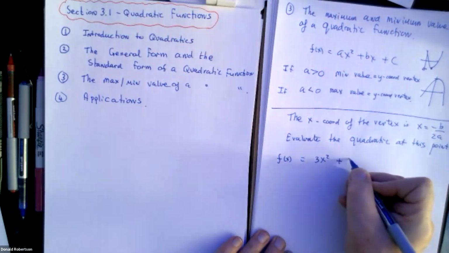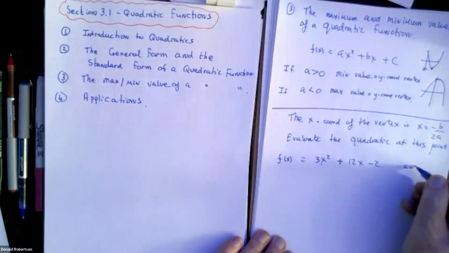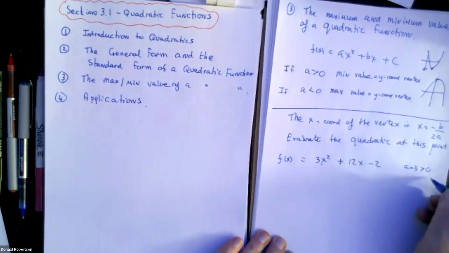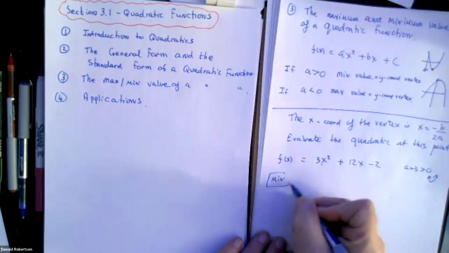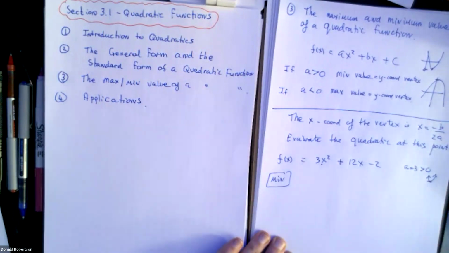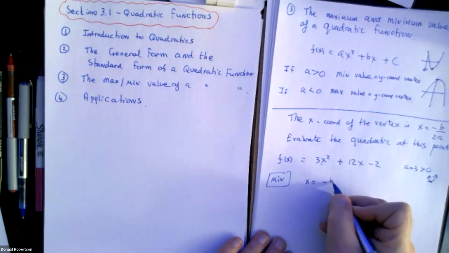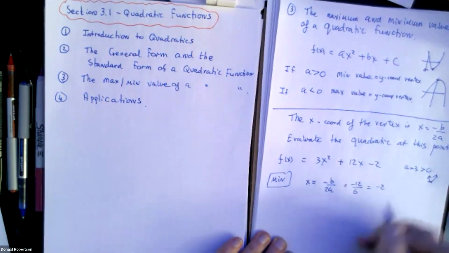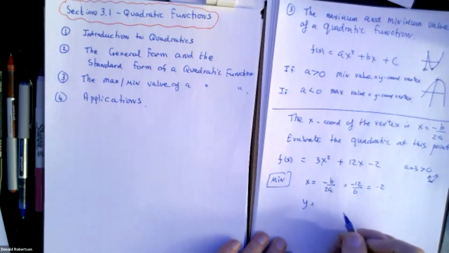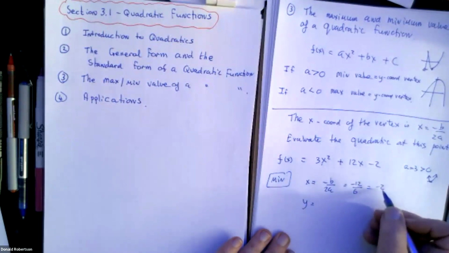3x squared plus 12x minus 2. First, I know that a is 3, which means it's greater than 0, which means it's that shape, which means I now know it's going to be a minimum. Right? Minimum. That's the smallest the y value ever gets. Now the x coordinate is negative b over 2a, which is negative 12 over 6, which is negative 2. The y-coordinate of the vertex will simply then just be the value of the function at negative 2.